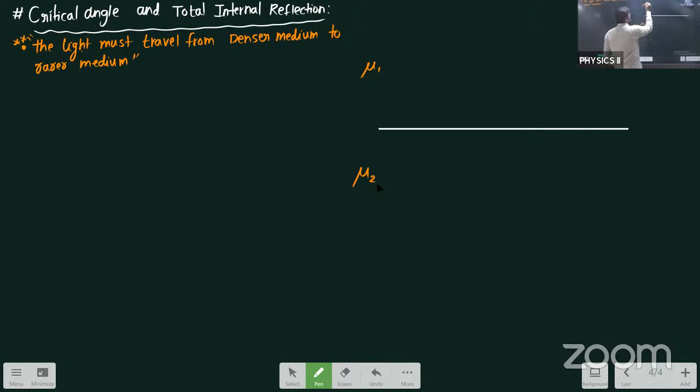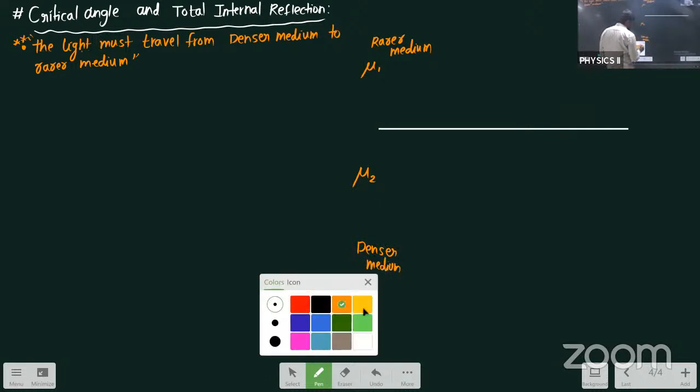Assume that this is rarer medium. This is a rarer medium. And I am considering this medium to be denser medium. Now let us consider a source of light here.